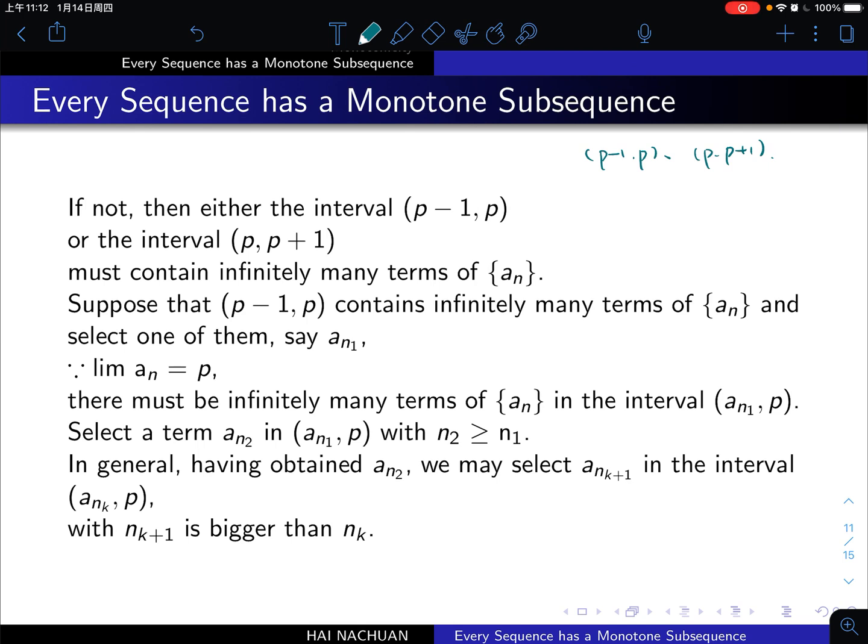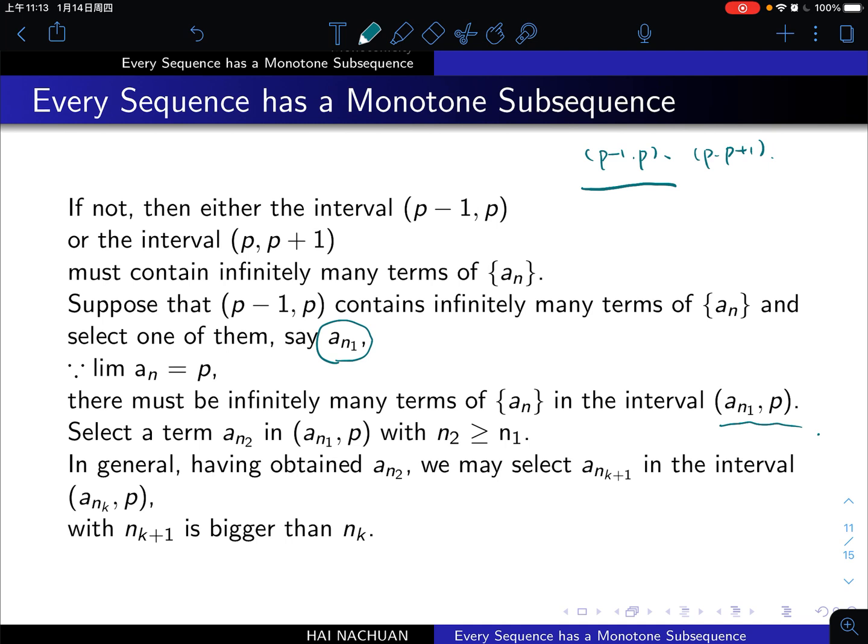Case 1 is we suppose that the interval P minus 1 to P contains infinitely many terms of An. We select one of them and call it An1. Because the limit of An equals P, there must be infinitely many terms of An in the interval An1 to P. You get the point? Because we select one of them, there must be infinitely many terms of An in this interval.